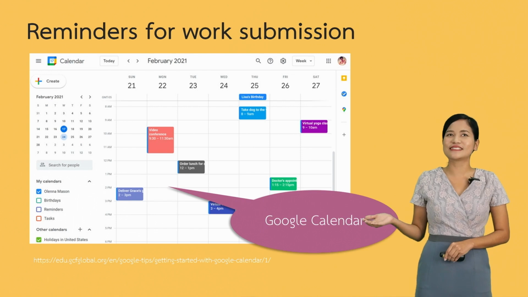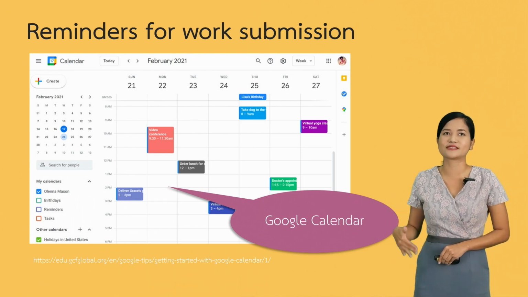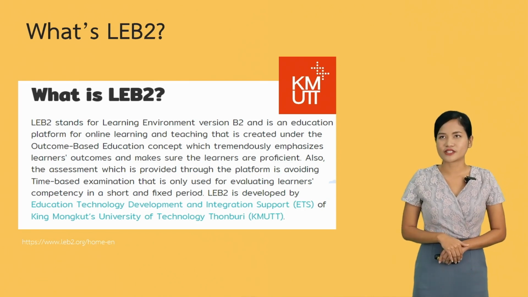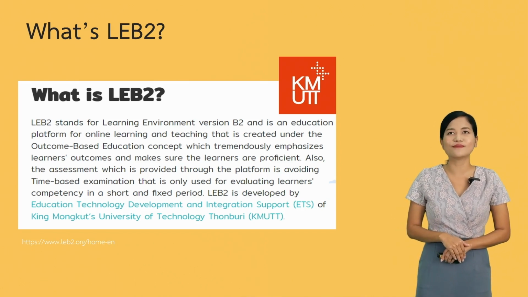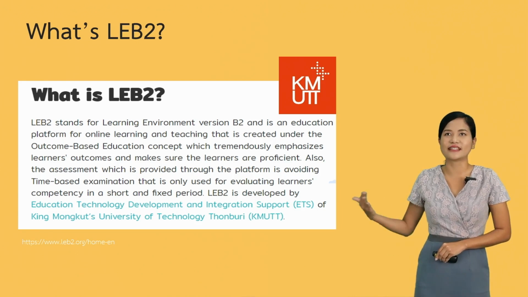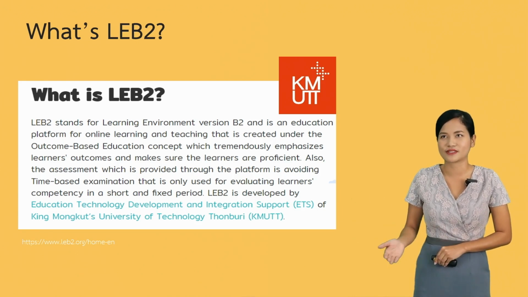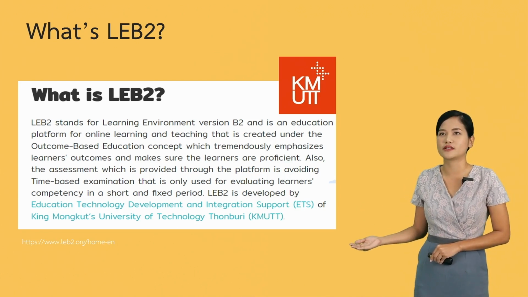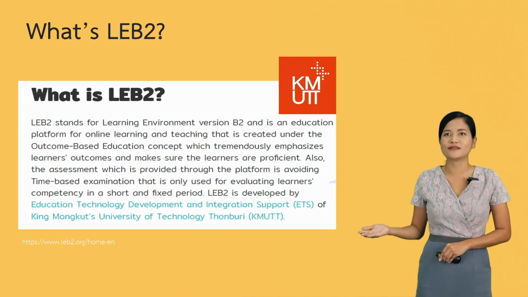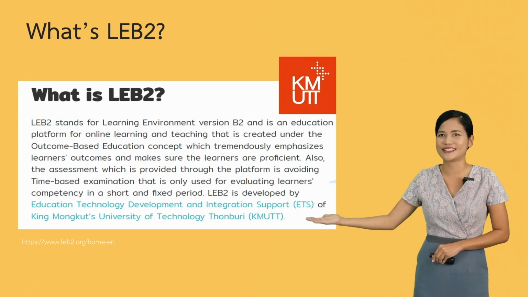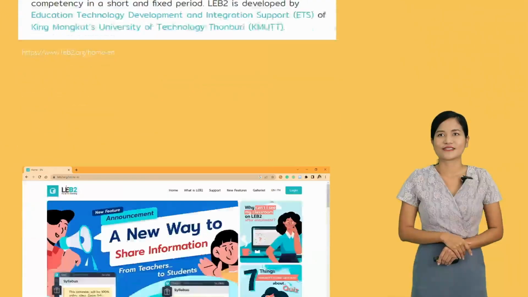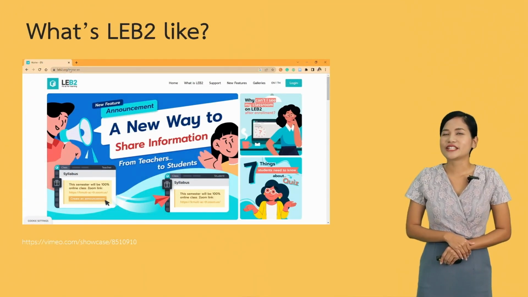And another one to mention, which is very, very important for KMUTT students, is called LEB2. Okay, what is LEB2? LEB2 stands for Learning Environment version B2 and is an education platform for online learning and teaching that is created under the outcome-based education concept. It is developed by Education Technology Development and Integration Support, or ETS, of KMUTT, or King Mongkut's University of Technology Thonburi. You can look at the website over there, and you can go to the website by yourself as well. Okay. And what is LEB2 like?